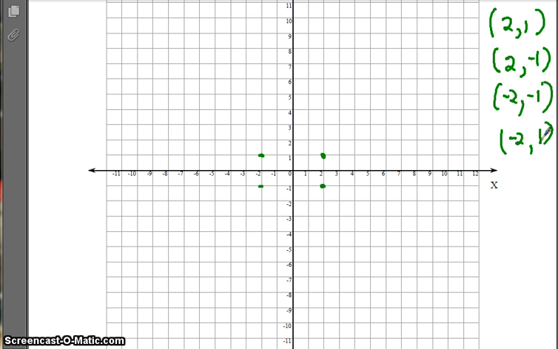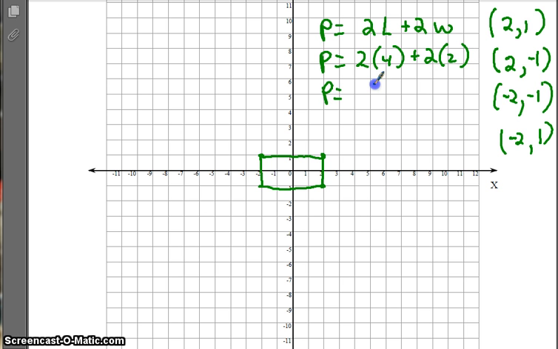Then we need to find the perimeter and area of this rectangle. All right, so my rectangle is 1, 2, 3, 4 units long, and it is only 2 units wide. So the perimeter of a rectangle is 2L plus 2W. So P equals 2 times 4 plus 2 times 2. So the perimeter is 8 plus 4. So perimeter equals 12 units.